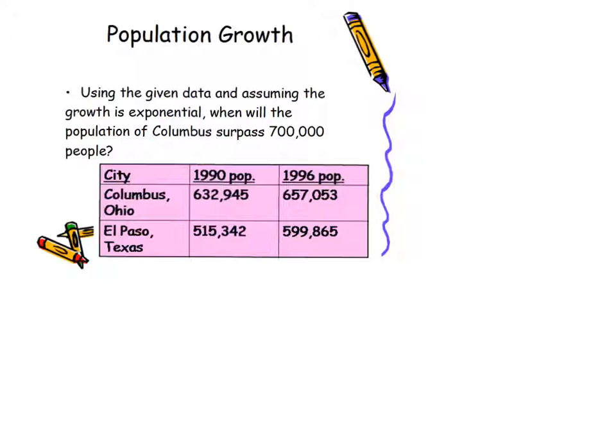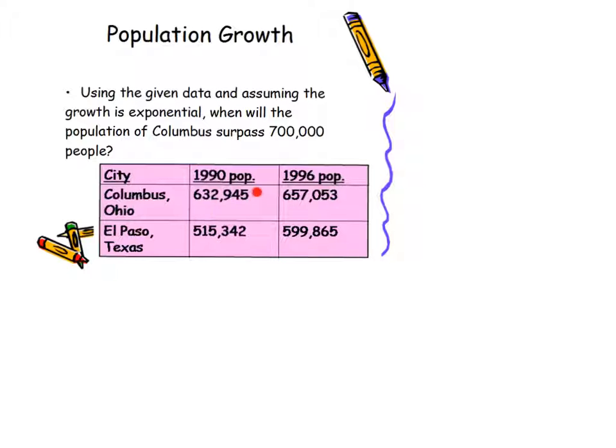All right, it says assume the growth is exponential. When will the population of Columbus surpass 700,000 people? I have the population of Columbus from 1990, and I have it from 1996. They're telling me it has exponential growth. I'm looking at when will it actually get to the 700,000.